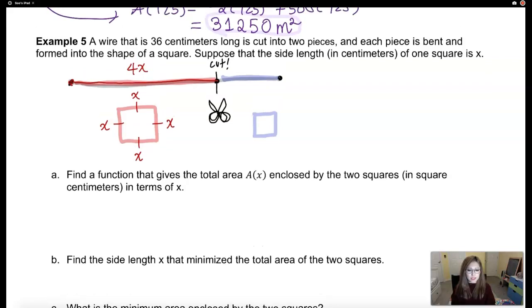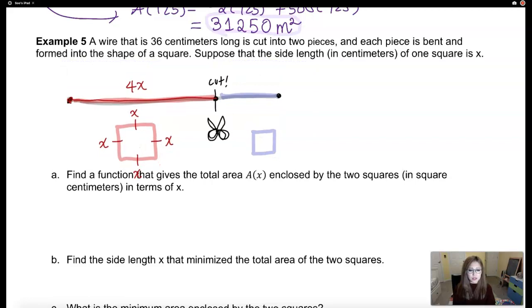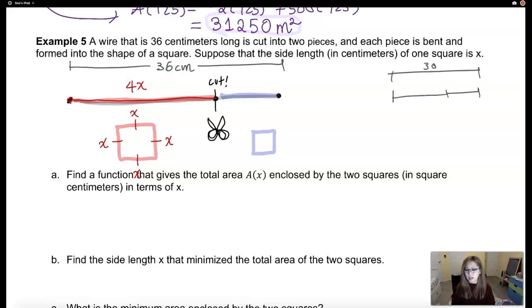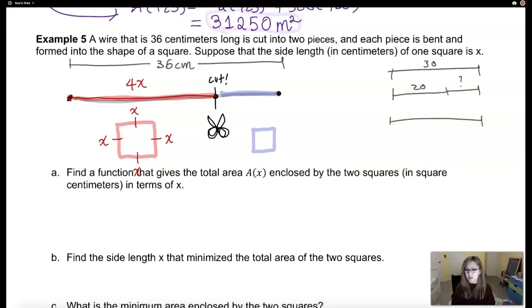But what we know is that this entire length was 36. So if the entire length was 36, and one piece of it is 4x, what I can do to figure out the blue shorter side is 36 minus 4x. Wouldn't you do that? Like suppose that you have 30 centimeters and you cut it by 20. If you want to find out what the other side is, wouldn't you do 30 minus 20?